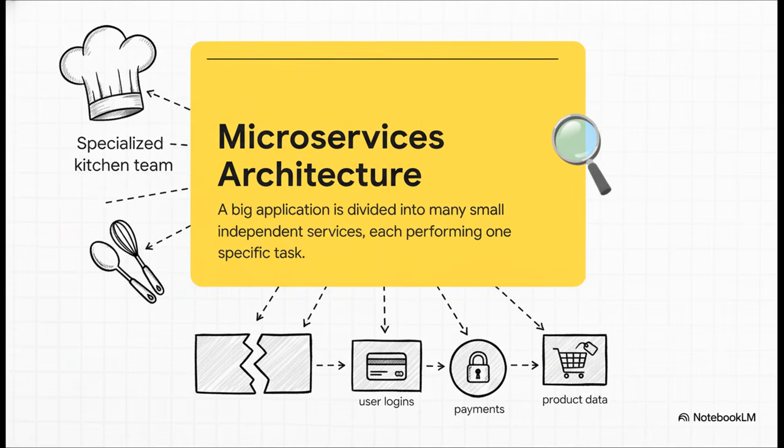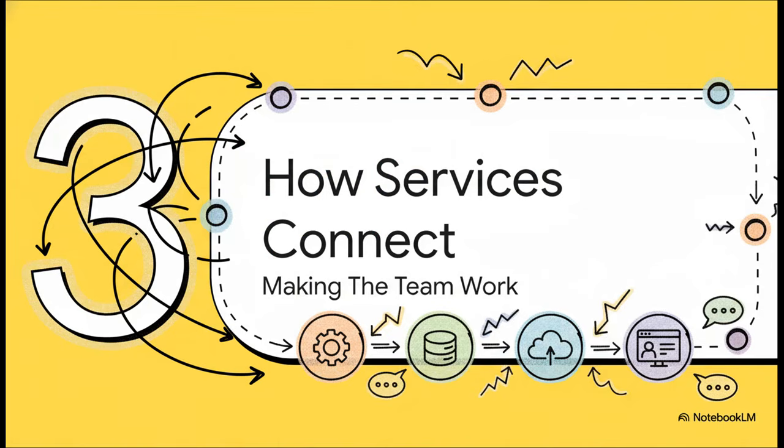And the new way? Well, that's microservices. This is our kitchen dream team. Here, the application is broken up into a bunch of small, independent services. You have one little service that just handles logins, another one that just deals with payments, and another that just serves up product info. Each one does one thing and does it really, really well. So, this idea of a specialized team sounds great, doesn't it? But how do you actually get all of these separate, independent little pieces to act like one single seamless app for the user? Let's get into how this team actually talks to each other.